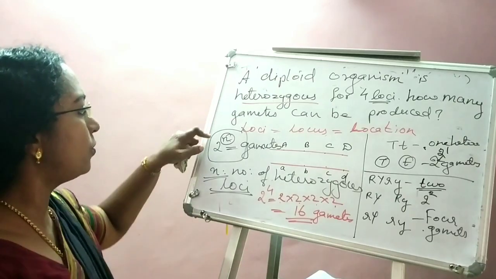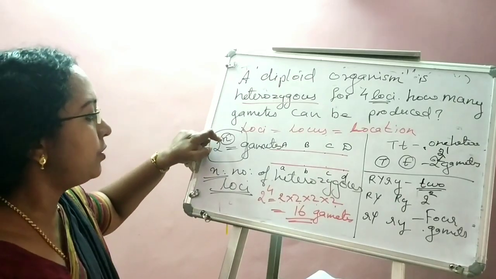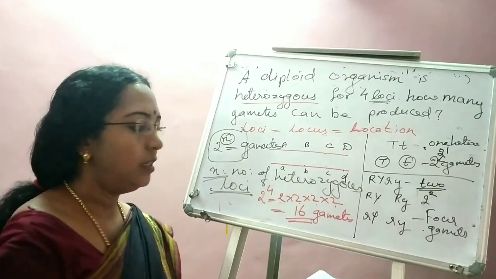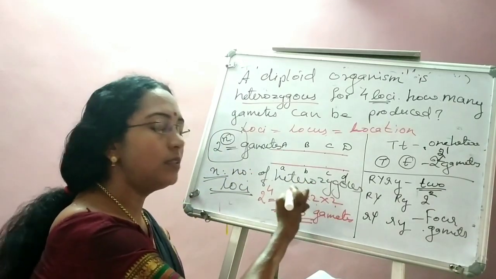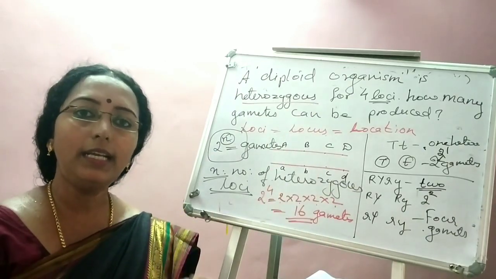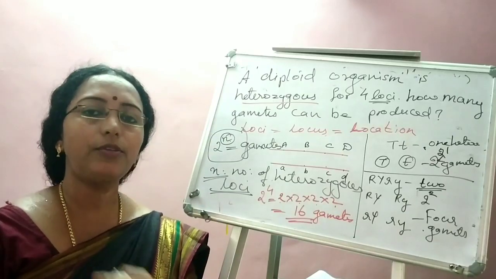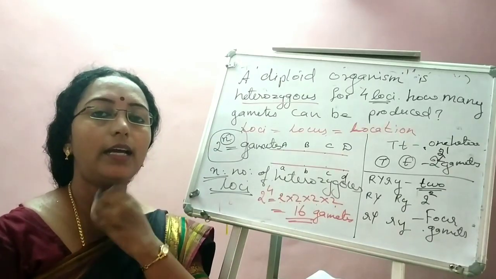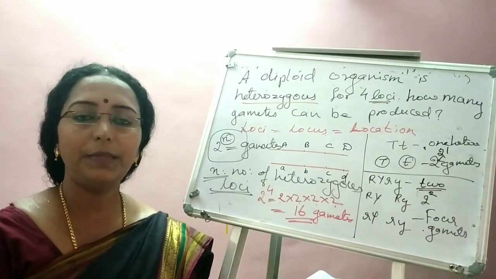This is a tricky question that can be asked, but it can be easily solved within 30 seconds. You can solve this if you know the formula 2 raised to n, where n shows the number of heterozygous loci. This is true only when the genes in these heterozygous loci are not linked. If they are linked, the number of gametes will reduce. What linked genes are will be dealt with in the coming sessions.